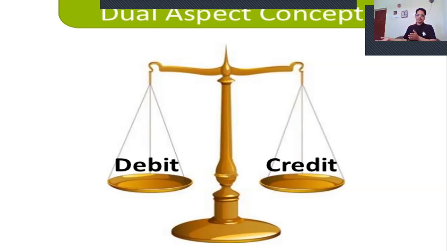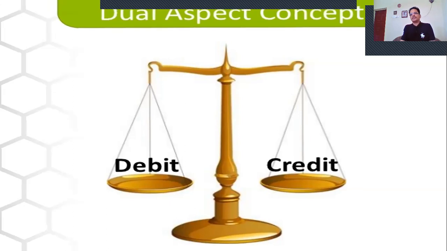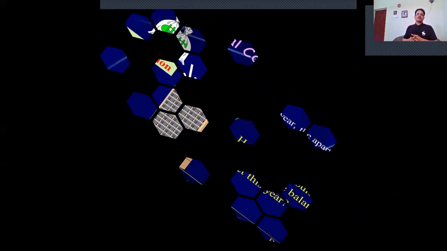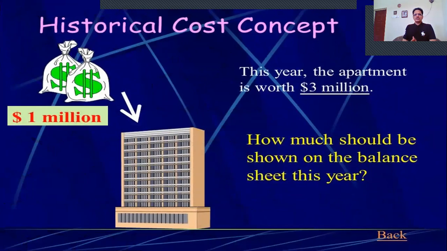For every transaction, for every event in business. So this is the dual aspect concept. Then another one, almost everything is very clear from the term itself: the historical cost concept. Historical cost is very important. The cost concept is to be followed for recording transactions or for reporting transactions.